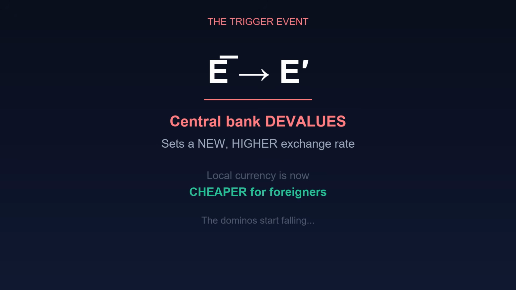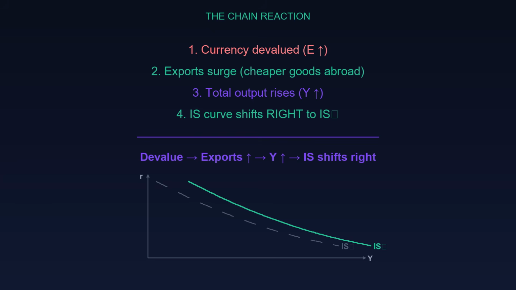Let's walk through the very first sequence in this chain reaction. It's a clear cause and effect. Step 1, the currency is devalued. Now, because the local currency is suddenly cheaper for foreigners, step 2 happens almost instantly. Exports grow. Our goods are suddenly highly competitive abroad. So because exports are surging, step 3 naturally follows. Total economic output begins to rise. And as a direct result of all that newly generated output, that downward sloping IS curve is pushed out to the right, landing at a new position, IS1.